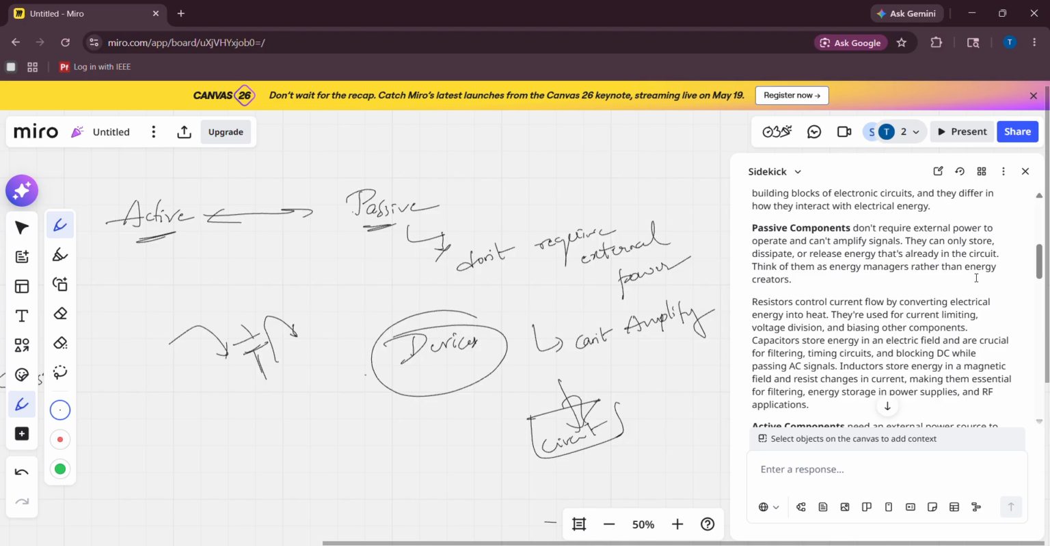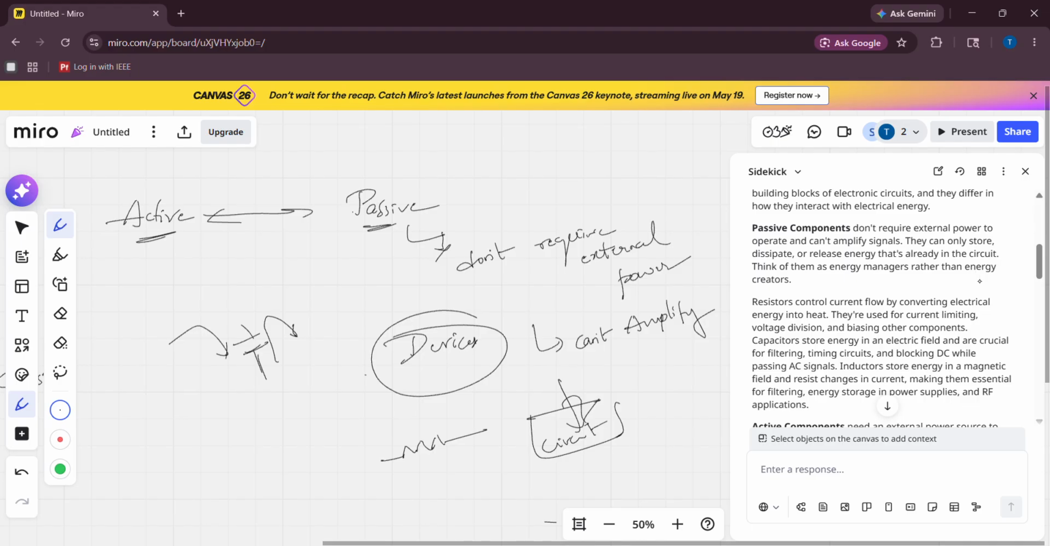So next one, resistor: it controls current flow by converting electrical energy into heat. So the resistor symbol looks like this. So what will a resistor do? A resistor can control the flow of electricity. We know that resistance is nothing but opposition to current. Okay, so a resistor controls the current flow.